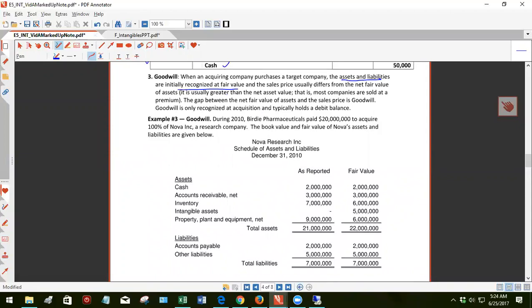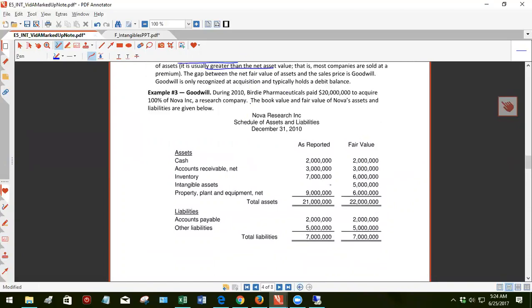Now, the purchase price, which is almost always greater than the net asset value, is taken, you subtract the net asset value from the purchase price, and that is goodwill. Okay, so let's just look at the example. It might be a little clearer to see. So Birdie Pharmaceuticals, they paid $20 million to acquire 100%. What does that mean? 100% of their stock. They're taking over control of 100% of the company.